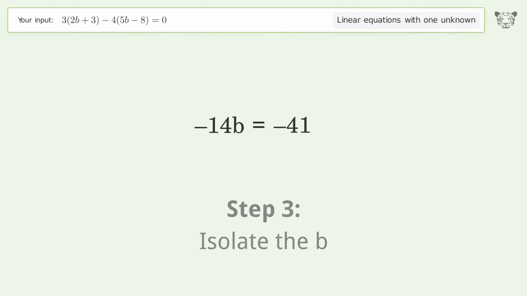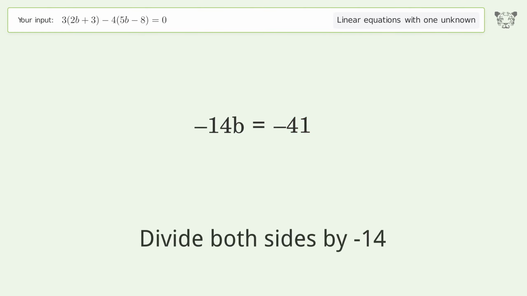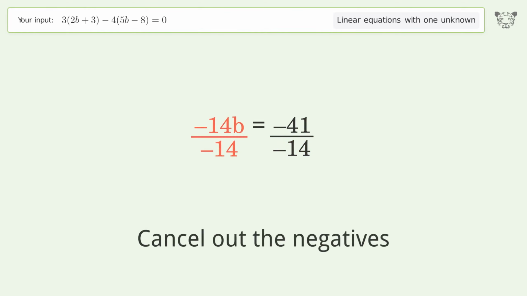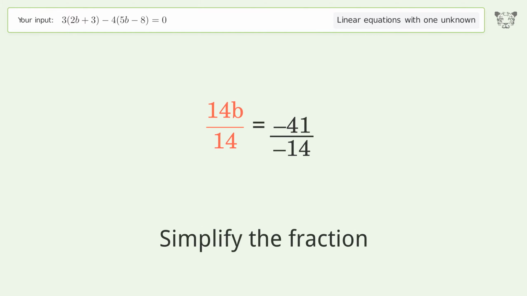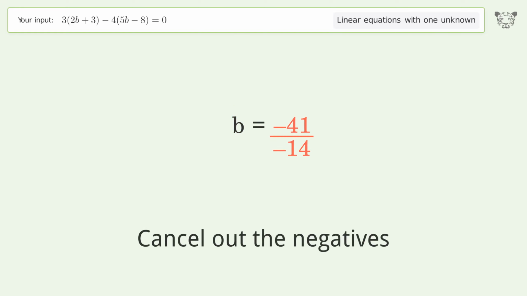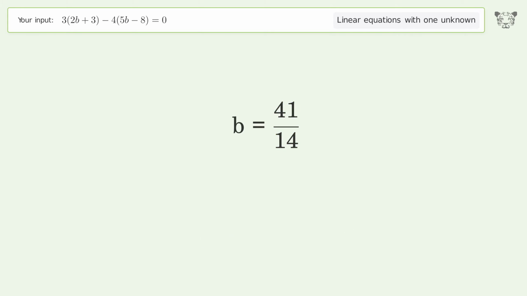Isolate the b. Divide both sides by -14. Cancel out the negatives. Simplify the fraction. Cancel out the negatives. And so the final result is b equals 41/14.